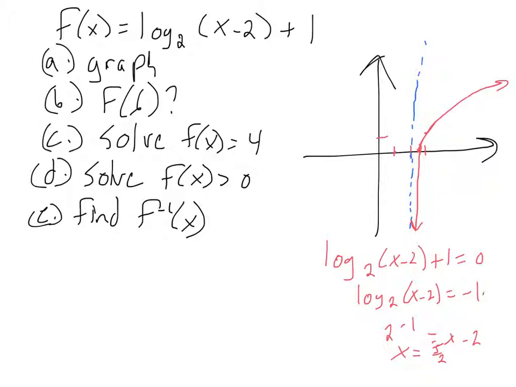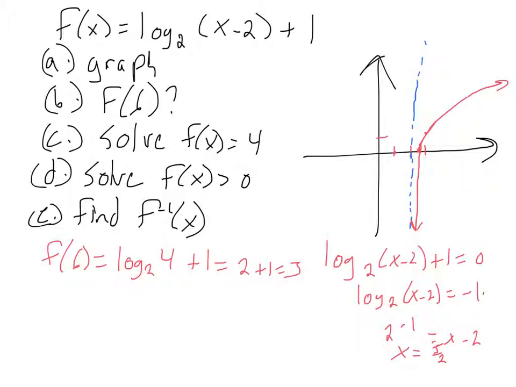All right, so we want to find f of 6. F of 6 is just going to be log base 2 of 6 minus 2, which is 4. 4 is just 2 squared, so log base 2 of 2 squared is what? 2. So we get 3. F of 6 is 3.